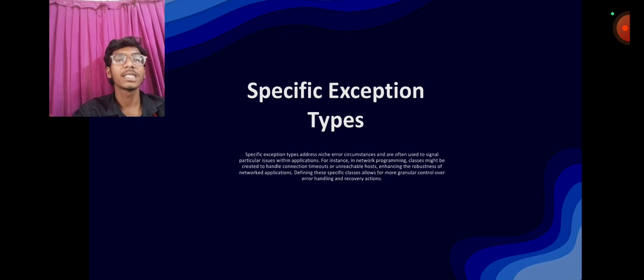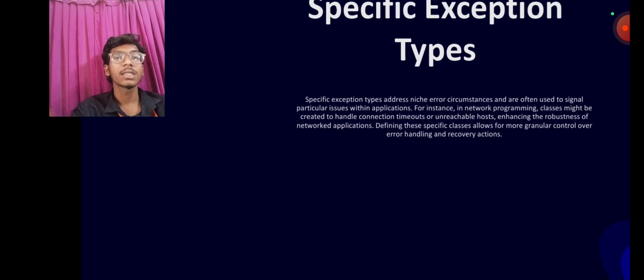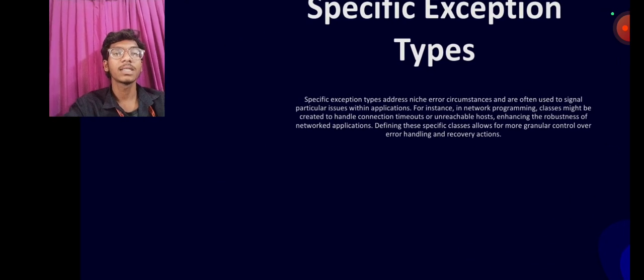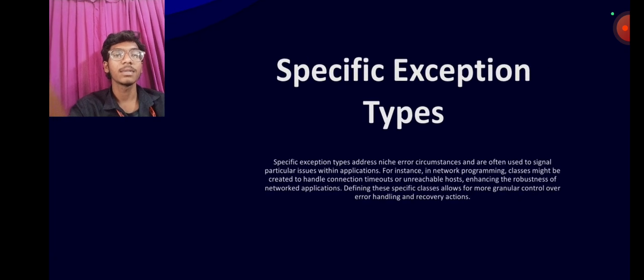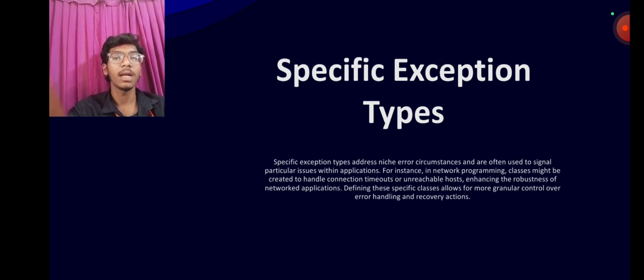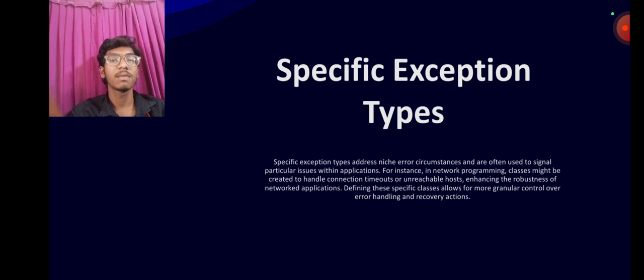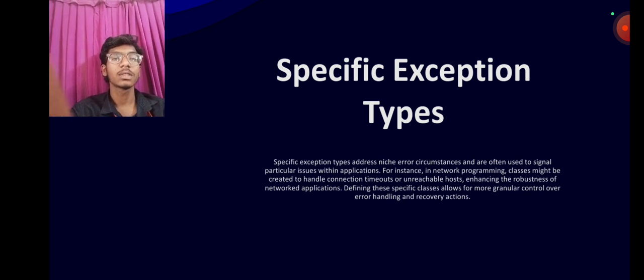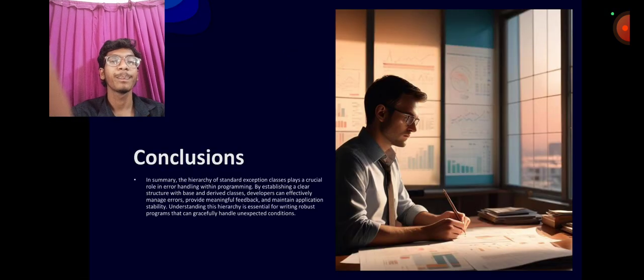And next, specific exception types. Here the specific exception types address niche error circumstances and are often used to signal particular issues within applications. For instance, in network programming, classes might be created to handle connection timeouts or unreachable hosts, enhancing the robustness of network applications. Defining these specific classes allows for more granular control over error handling and recovery actions.